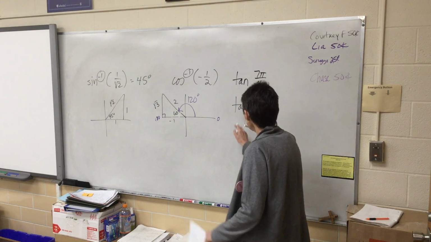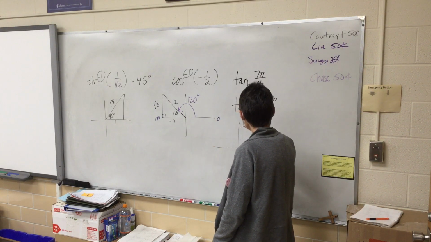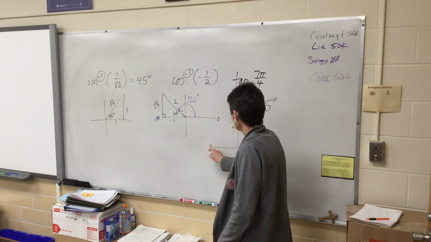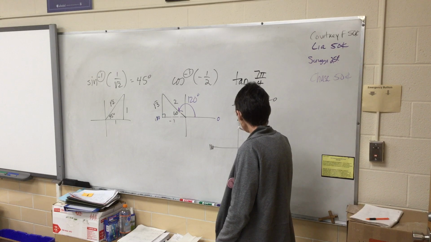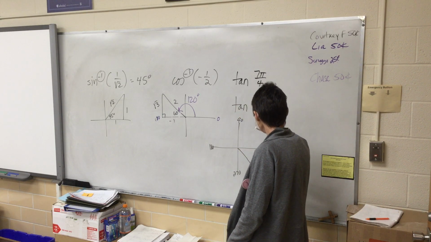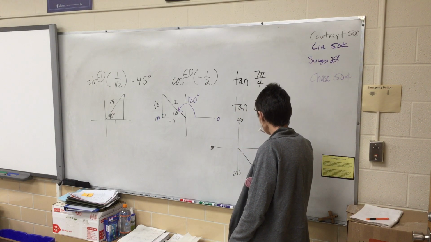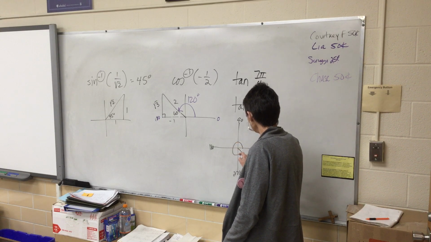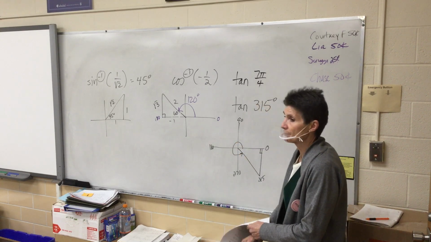Where's 315? Remember, these are your labels. We're not on the compass. So isn't 315 down here? Fourth quadrant. Yep, down here in the fourth quadrant. There's 315.